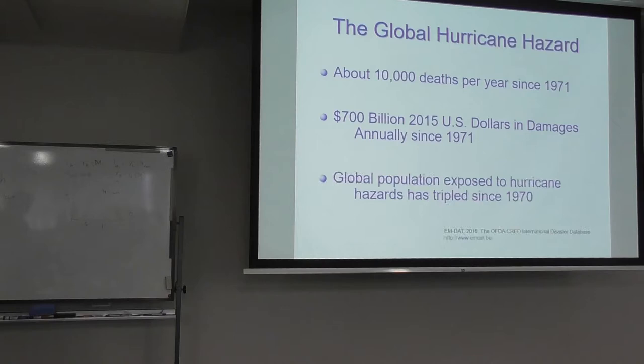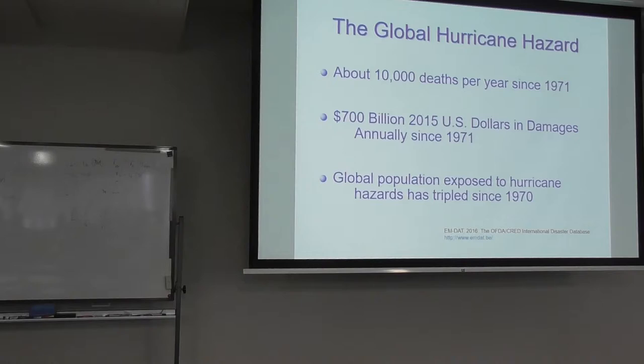The global population that's exposed to hurricanes has tripled since 1970, and this is because people just about everywhere are moving away from inland areas to coastal regions for all kinds of different reasons. In both developed and developing countries, this is happening. So hurricanes are causing more damage and affecting more people because more people are moving to places that have strong hurricane problems.